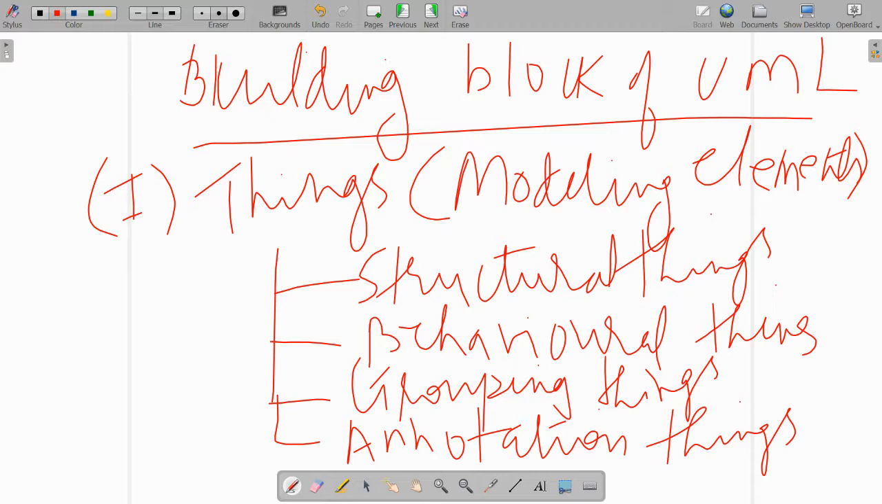Now if I talk about the structural things, these are the different things which are there for developing the modeling elements. These structural things are nothing but the static components. They are the static components. So let me take another page.